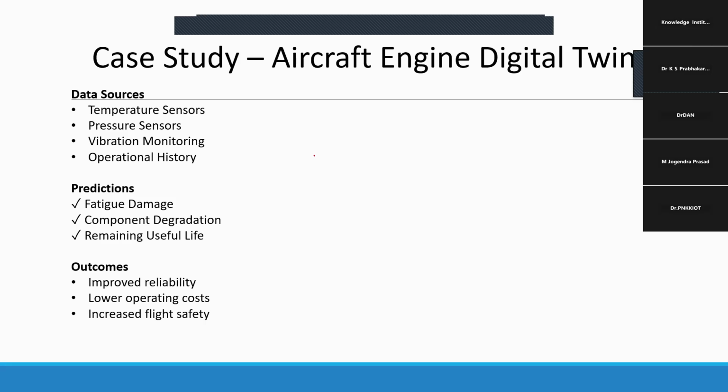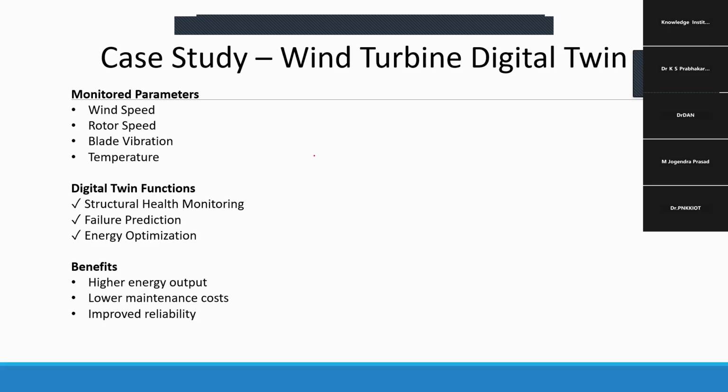Sensors can be installed, and then they can measure temperature, pressure, vibration, structural loading, all those things. In that way, it can predict degradation, fatigue failure, maintenance requirements, all those things can be possible. For example, it can improve the reliability, lower operating cost, and also increase flight safety.